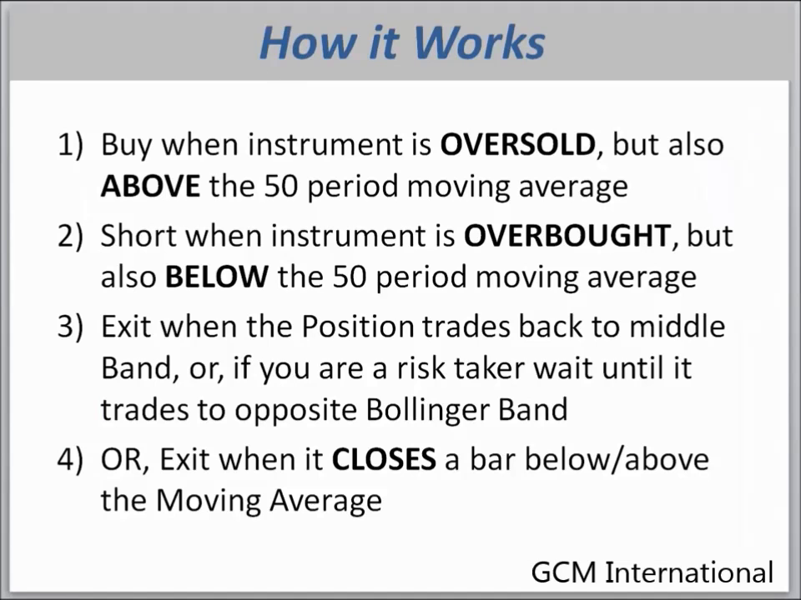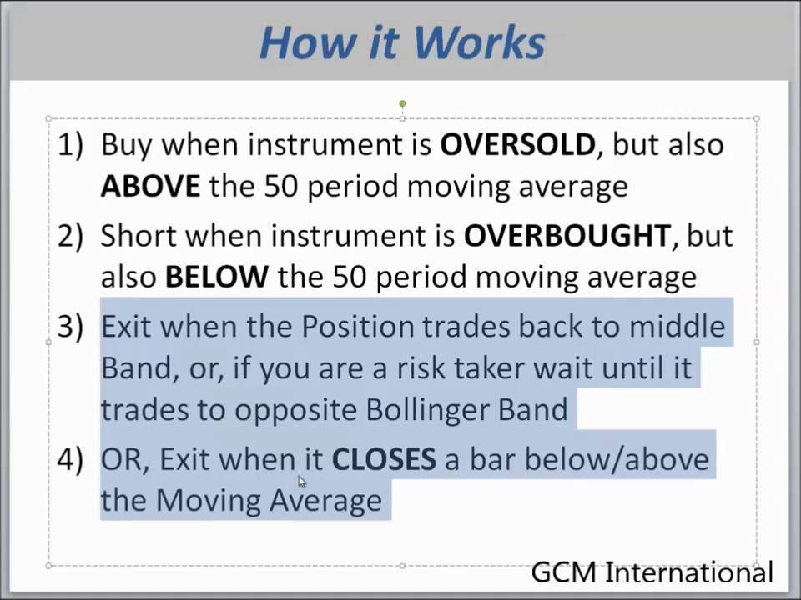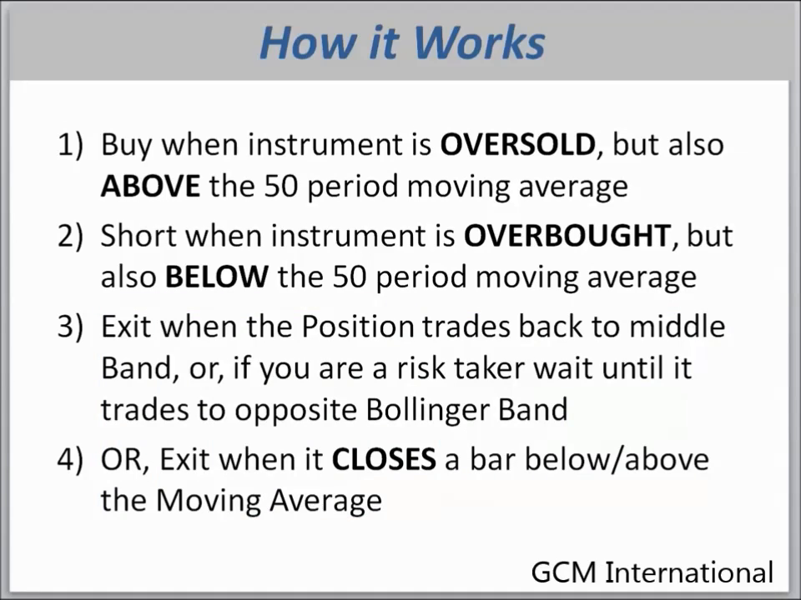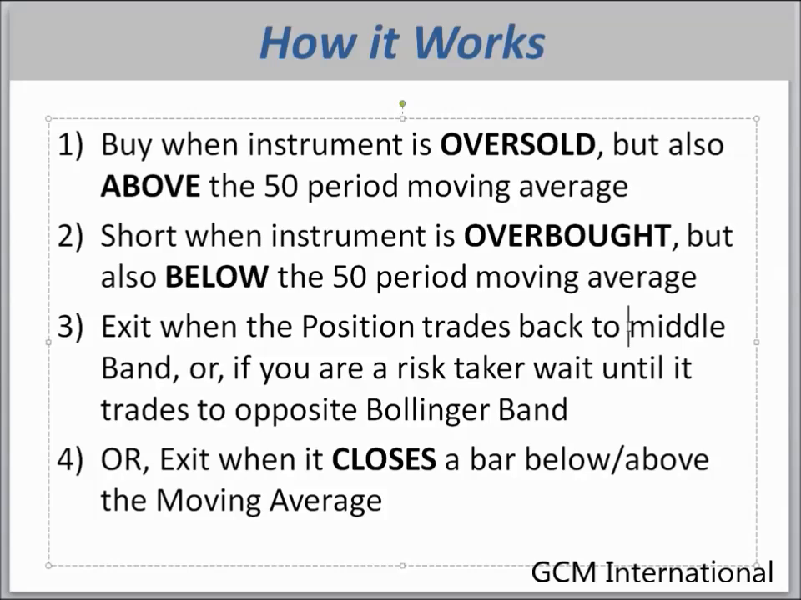Okay, so that was our entry. Now we have our two exits. When to get out of a position. We just explained when to get into a position. Now the question is, when do we get out of the position? Okay, so we're going to be exiting this position when the position trades back to the middle band, or if you're a riskier person, you can wait till it goes to the opposite Bollinger Band.